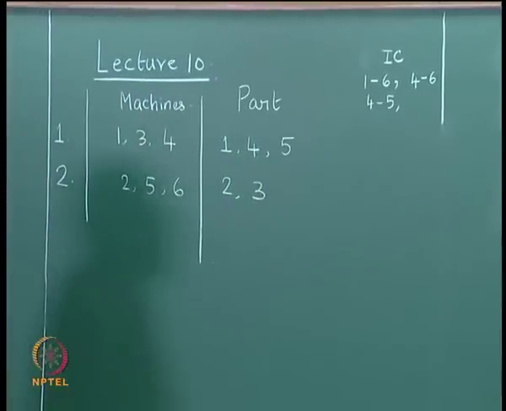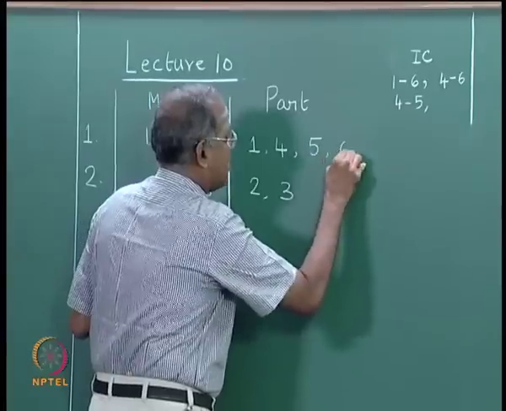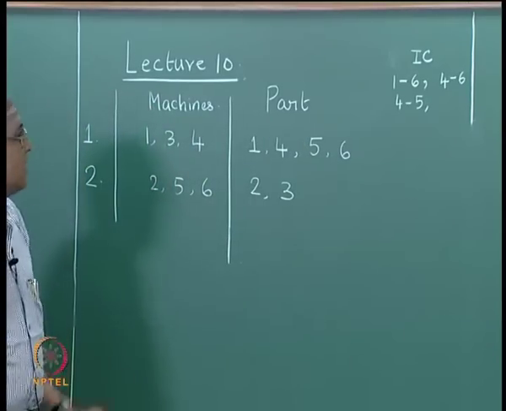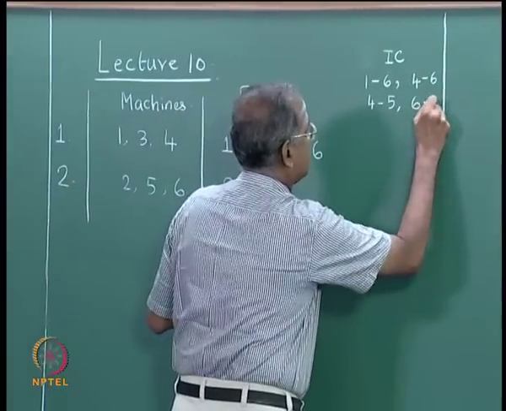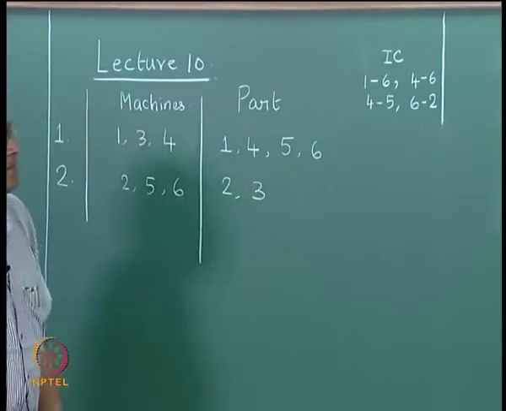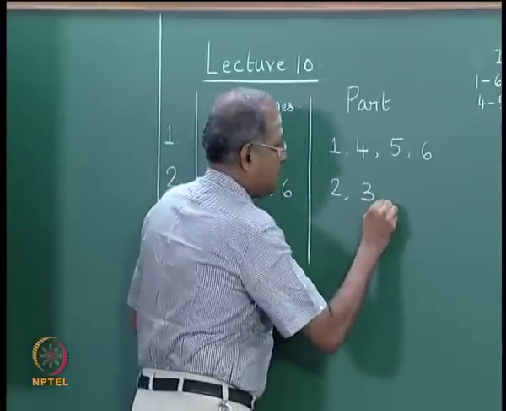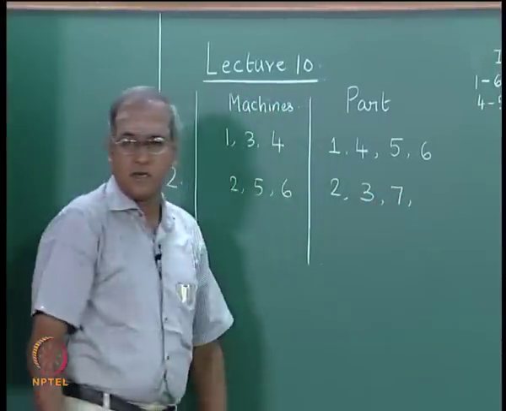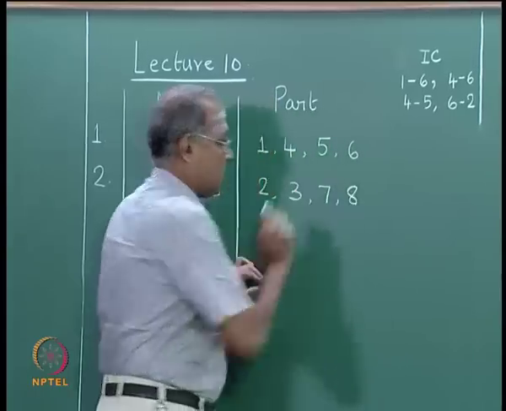Part 6 has 1, 2, 3, 4. So, 1, 3, 4 are here, 2 is here. So, part 6 will go here and one intercell move is created, part 6 with machine number 2. Part 7 requires 2, 5, 6. 2, 5, 6 are all here. So, part 7 will go here. Part 8 requires 2, 5, 6. Part 8 also will go here.